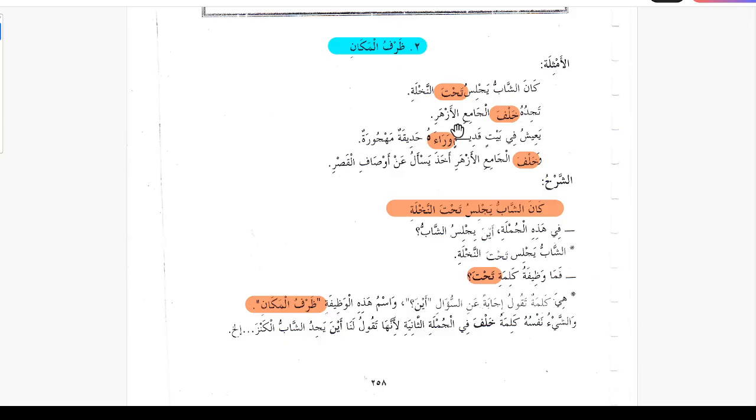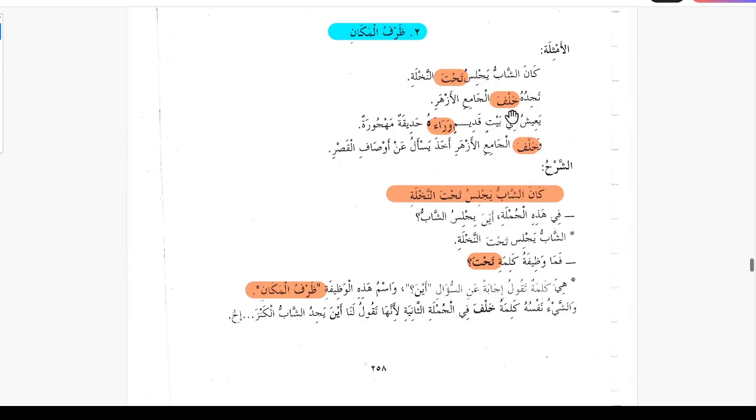Tajiduhu khalfal jamia al-azhari, you will find it behind the Al-Azhar mosque. So where will you find it? Behind the Al-Azhar mosque. So khalfa is zarfu makan.